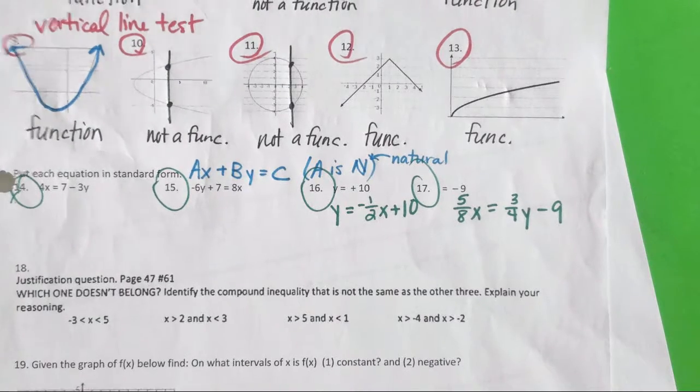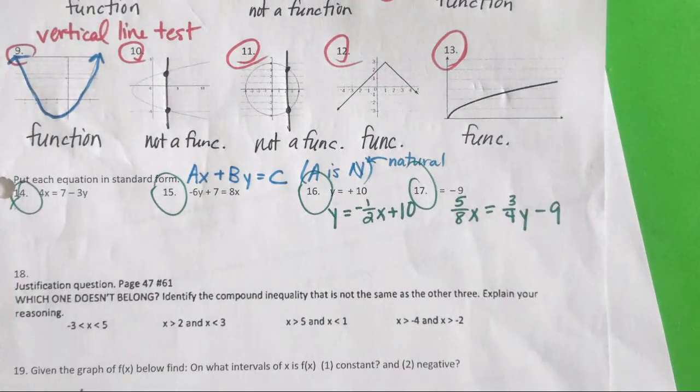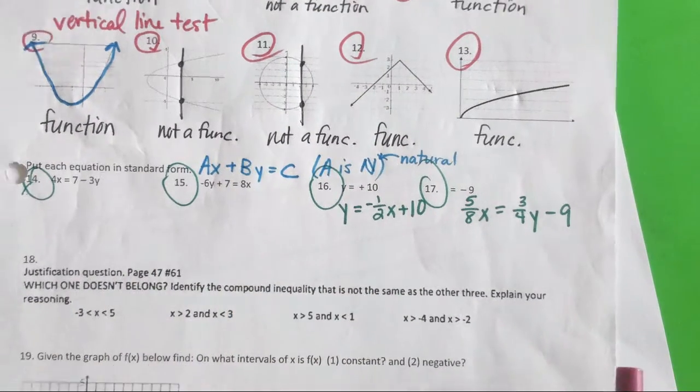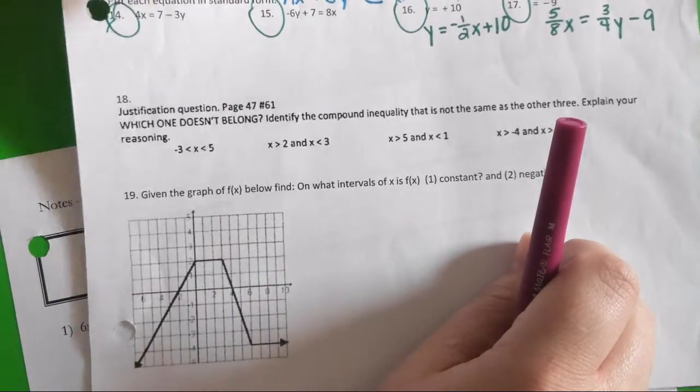Today we're going to do inequalities, which is basically the same thing, but instead of an equal sign, it's going to be less than, greater than, less than or equal to, greater than or equal to. So just so you know what's coming up.